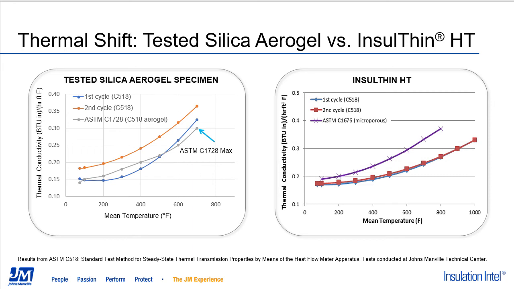across the entire temperature range, whereas the chart on the right for Insulin shows that the first and second cycle lines are completely overlaid on top of each other, so absolutely no change in performance, and always below the maximum allowed value per the ASTM standard for microporous thin blanket.